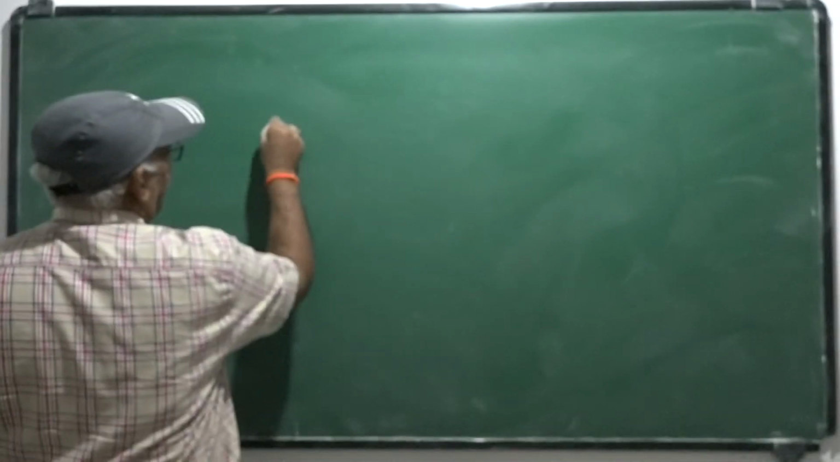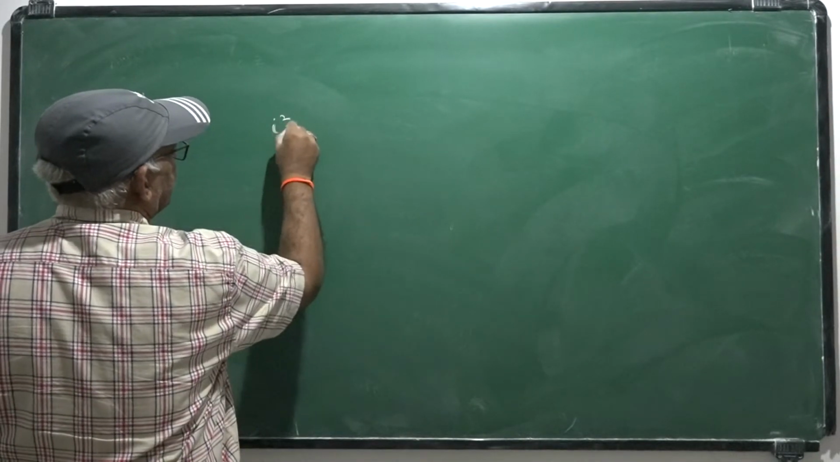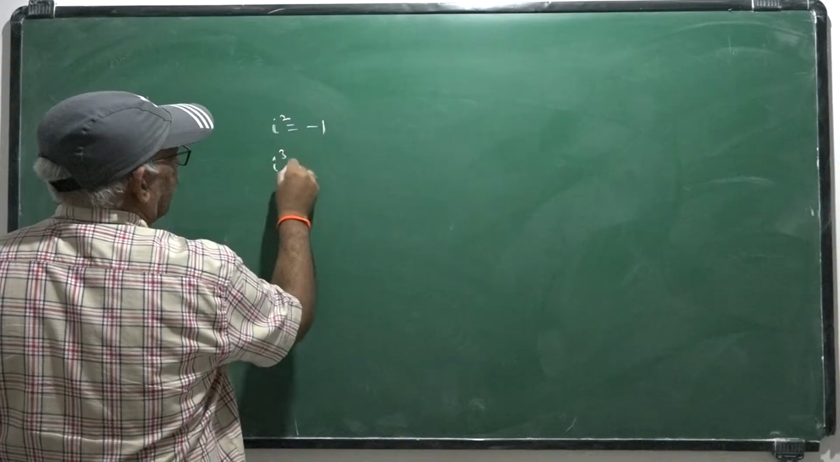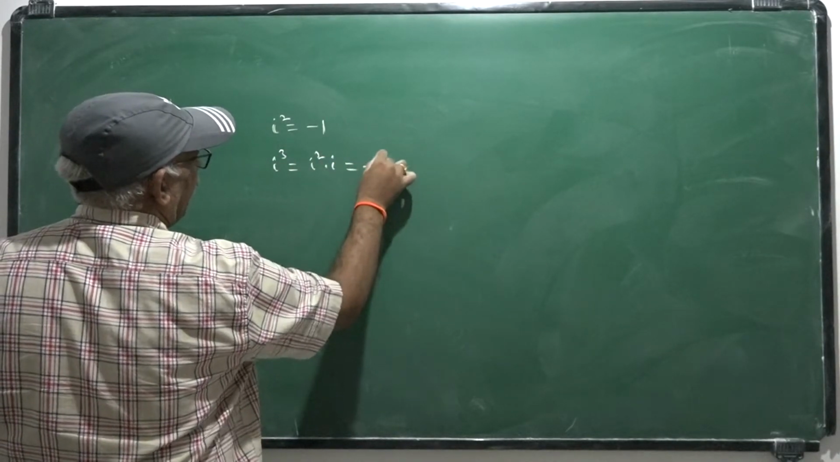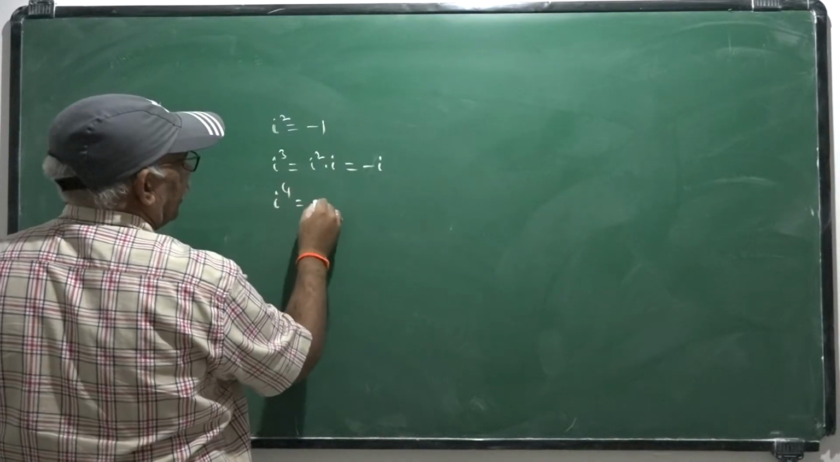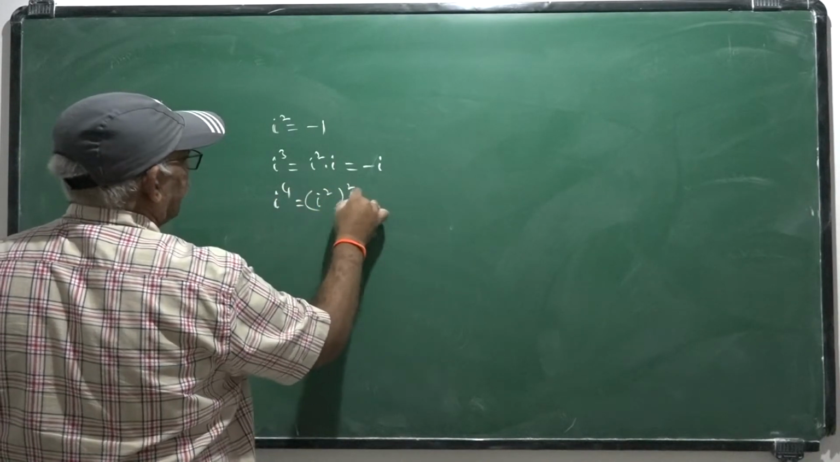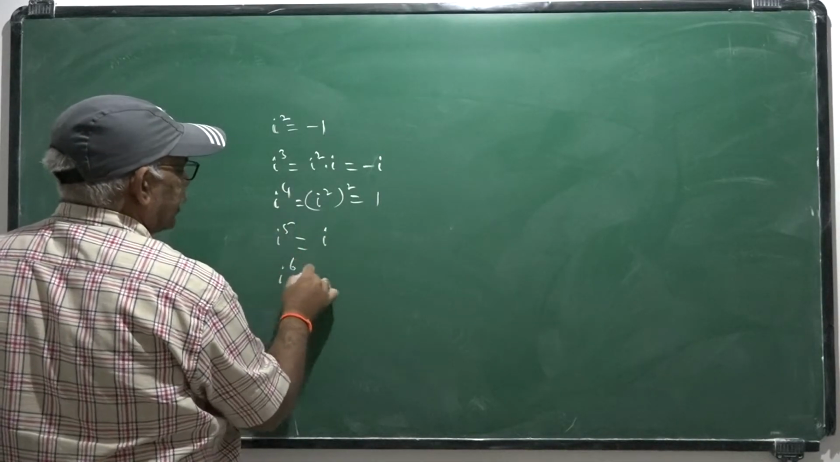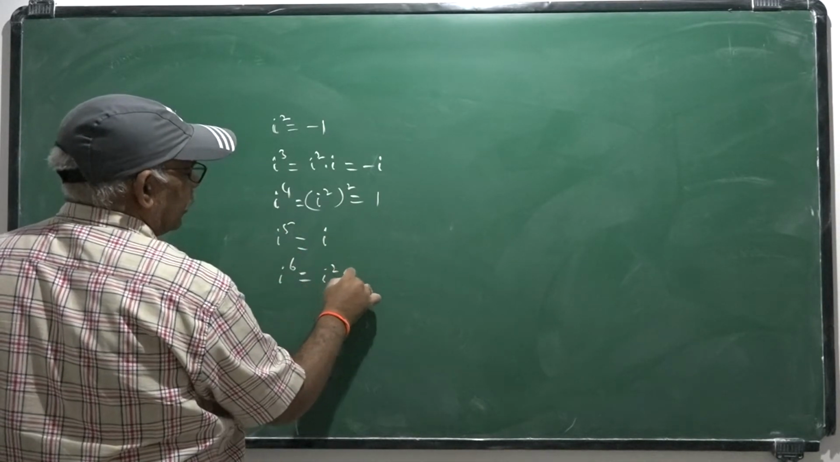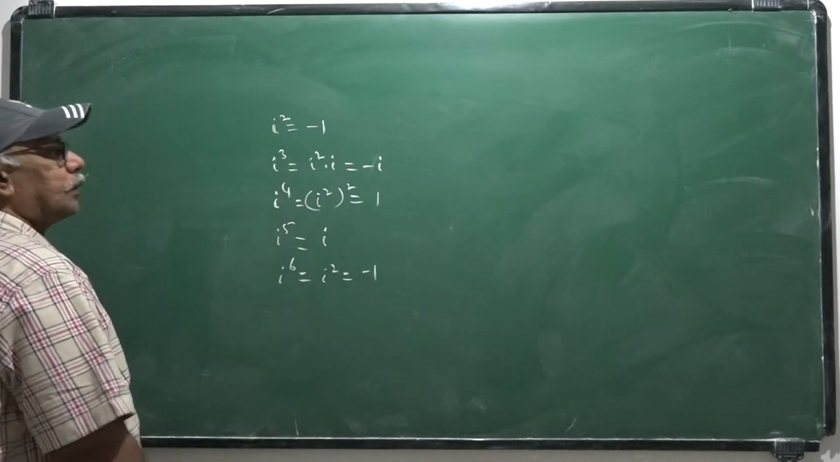Now, coming to different powers of i. i square is minus 1. i cube is i square into i, that is minus i. i power 4 is i square whole square, which is 1. i power 5 is i, and i power 6 is i square, which is nothing but minus 1.